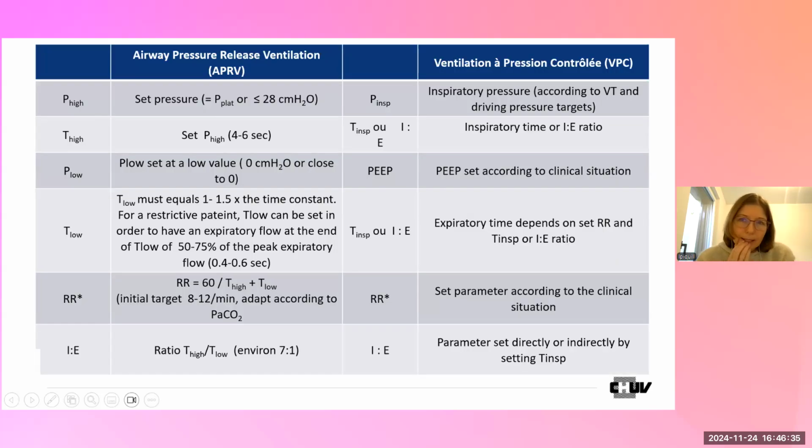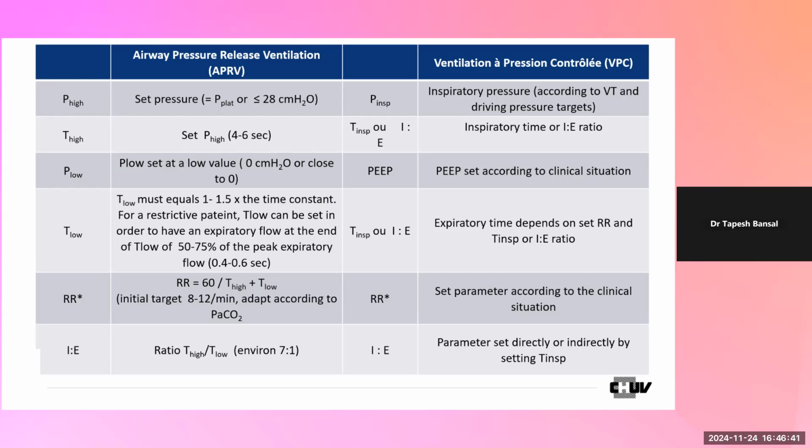How to set this APRV? Then you have to select the high pressure value. Usually we target the same P-plat as during other modes. You have to select the low pressure value. Basically, you need to have a very low value, lower than usual PEEP, to allow a difference between a high and low pressure to allow expiratory flow. And then you have to select the duration of the inspiratory and expiratory phase.